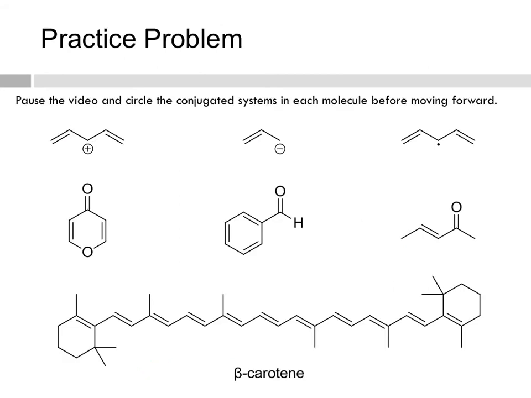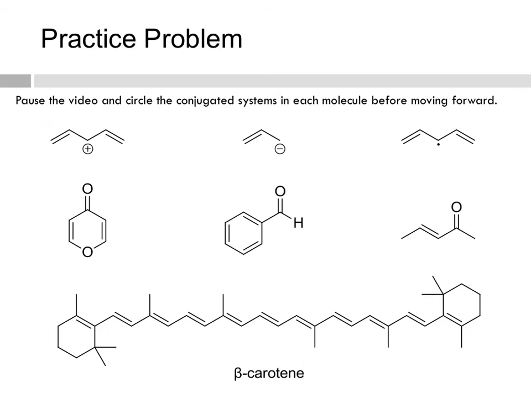Now pause the video and circle the conjugated systems in each molecule before moving forward. In some cases, the conjugated system may be the whole molecule. In other cases, it may not. In each of these cases, if you have difficulty figuring out conjugation, try drawing resonance forms. Let's start with the first one.